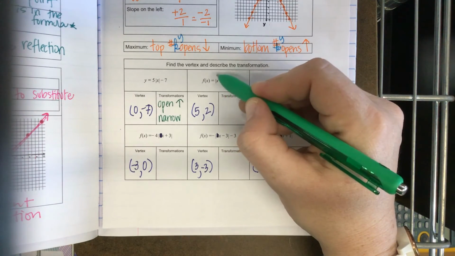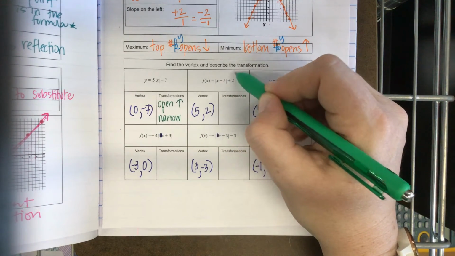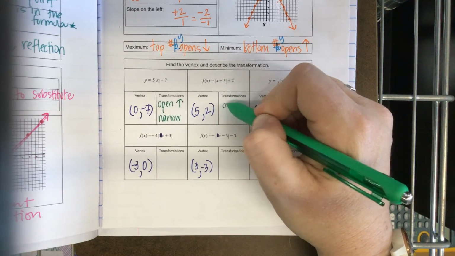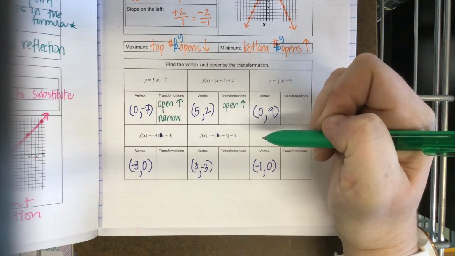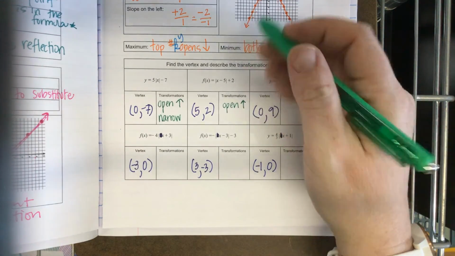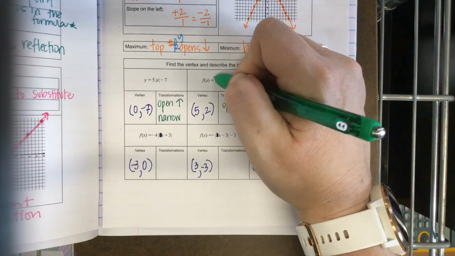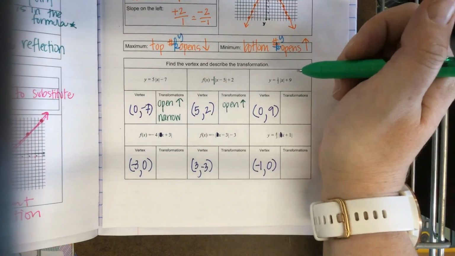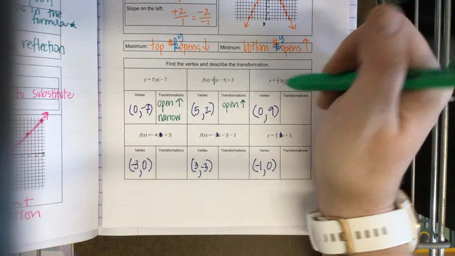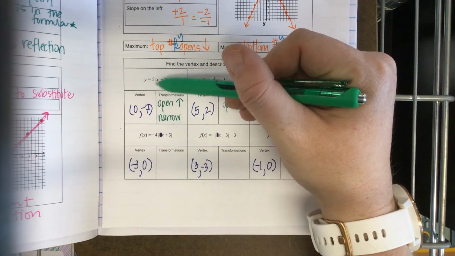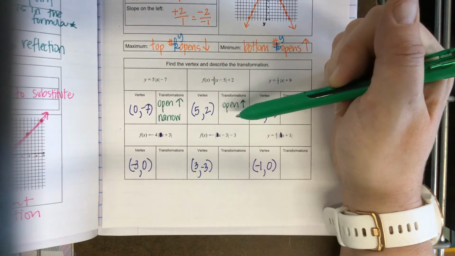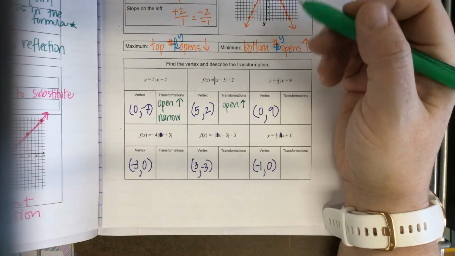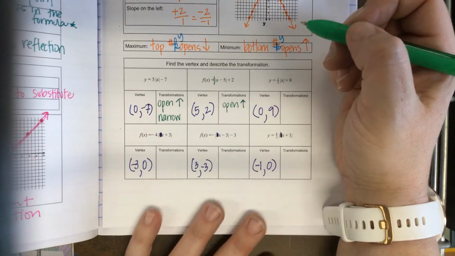Opens up or down? Opens up. What's the A value? 0. Not 0. 1. It's hard to go back and forth between that 0 and 1. If there's nothing there right here, it's a 0. But if there's nothing there in this location, it's a 1. Narrower, wider, or the same?